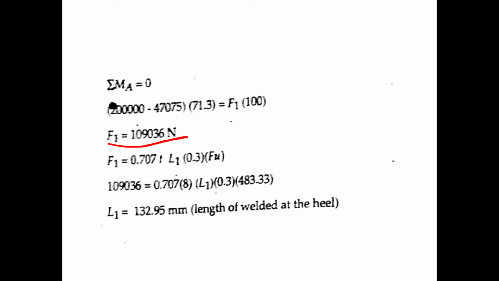So now to find the L sub 1, we have a formula of F sub 1, which is 0.707 times T times L sub 1 times 0.3 times F sub u. So substituting, F sub 1 is equal to 109,036 is equal to 0.707 times 8 times L sub 1 times 0.3 times 483.33. So we have now the value of L sub 1, which is 132.95 millimeter, which is the length of weld at the heel.